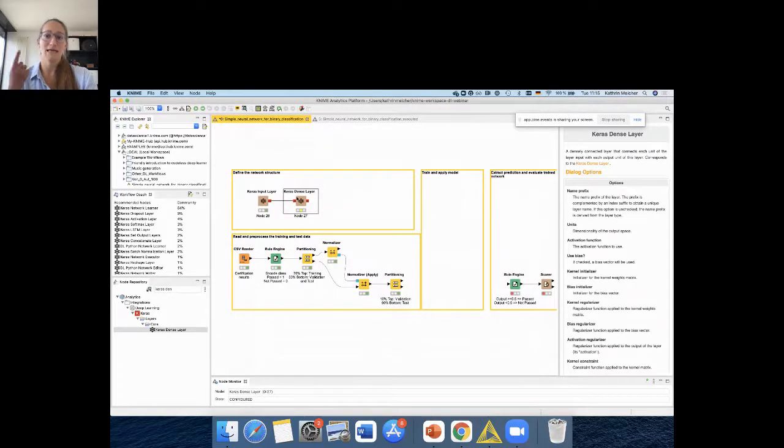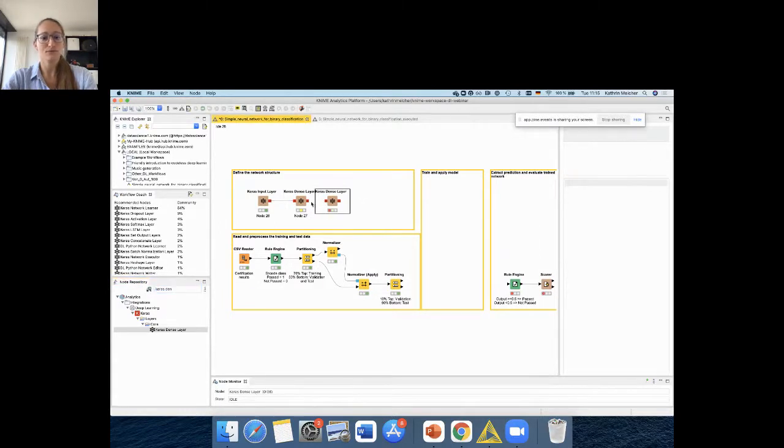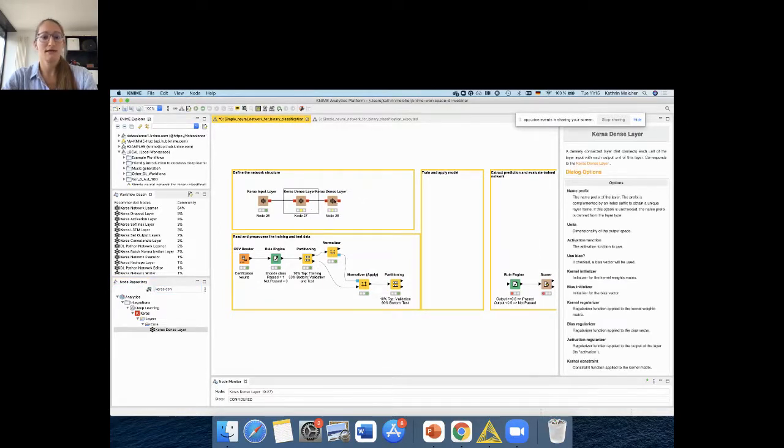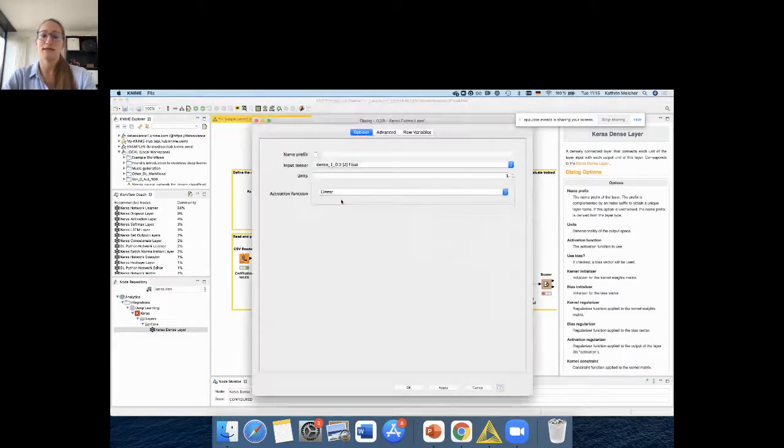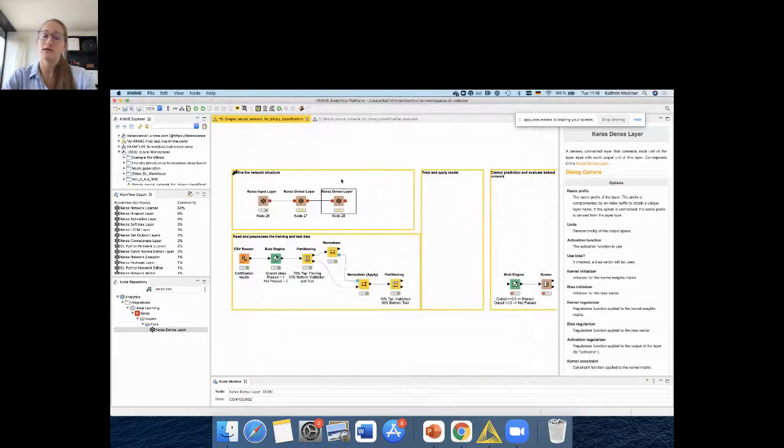Then we need one last layer, which is our output layer, where I use another dense layer node. I can connect it to the other dense layer node. And again in the configuration window, I can say how many units I want to have. This time I want to use the activation function sigmoid, because we have a binary classification problem at hand. Then I say OK, and now I have defined the whole network structure I want to train.